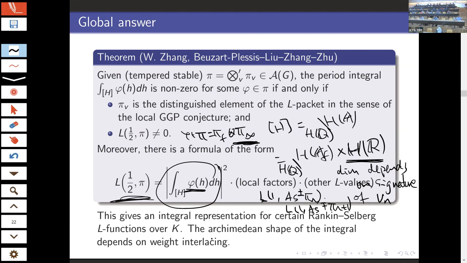So the point I was making was the integral representation of the L function depends in a very crucial way on the archimedean weight interlacing. This plus the adjoint L function part are expected to give us the transcendental period. So the transcendental period also depends on weight interlacing. So the p-adic L function that we would eventually hope to construct should depend on it too. So we are already seeing multiple p-adic L functions showing up.